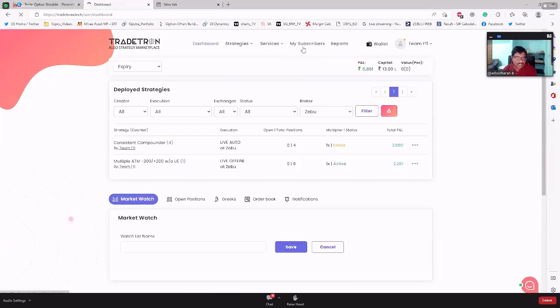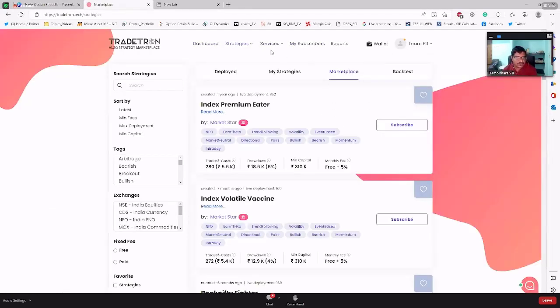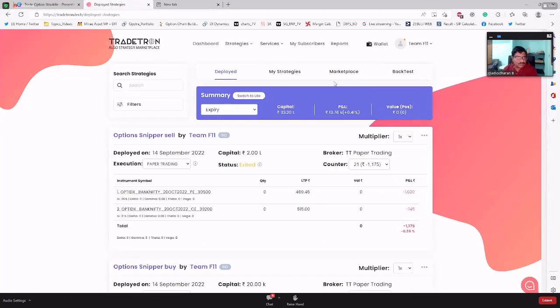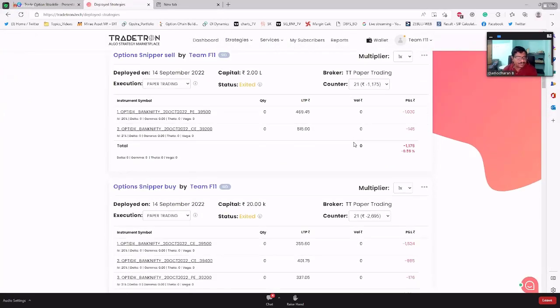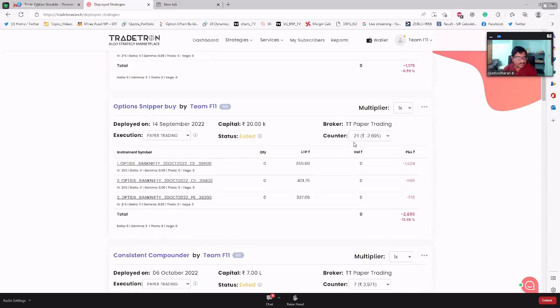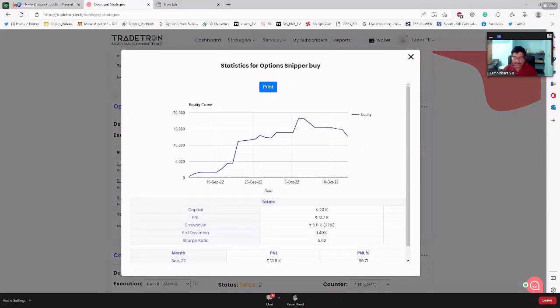We don't do anything else on the marketplace. This is the only one strategy I think we have deployed. This is the sniper buy, and this is what I was saying.